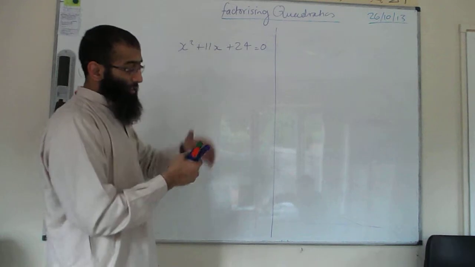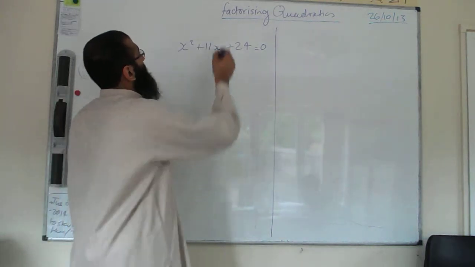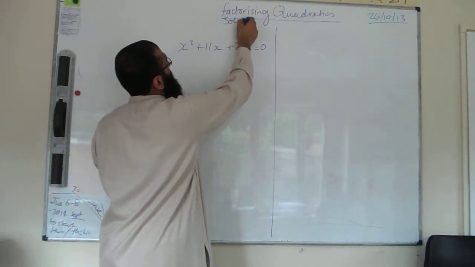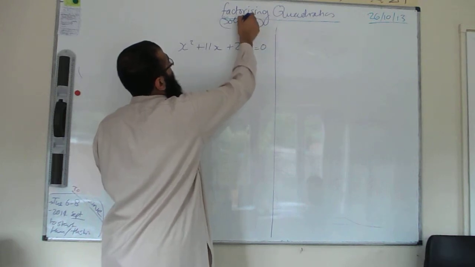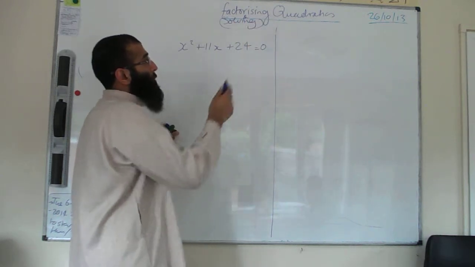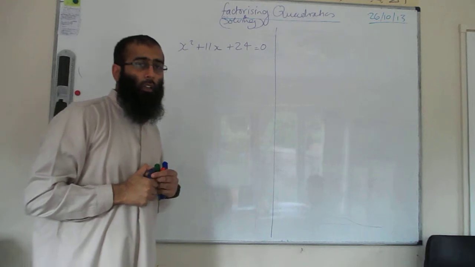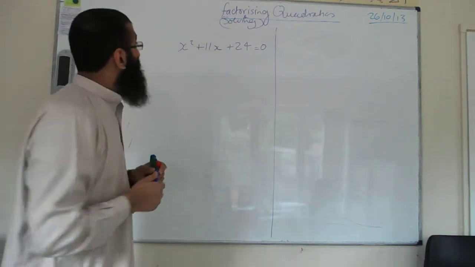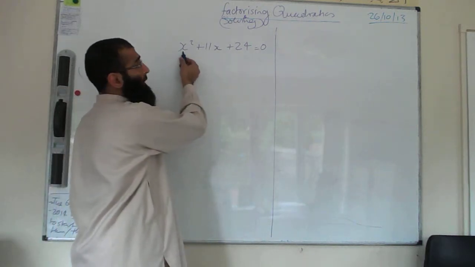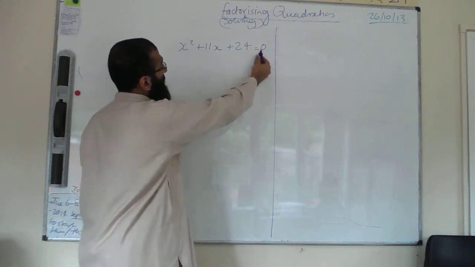Today we're going to look at factorizing quadratic equations, and also as a bonus, we're looking at solving as well. Factorizing and solving. It's 26th of October 2013. I've been joined here by my student Zishan and Umar. Okay, we have x squared, add 11x plus 24 equals naught.